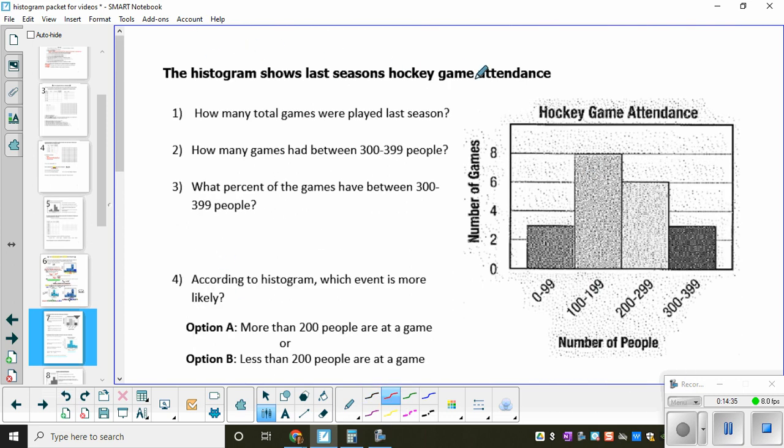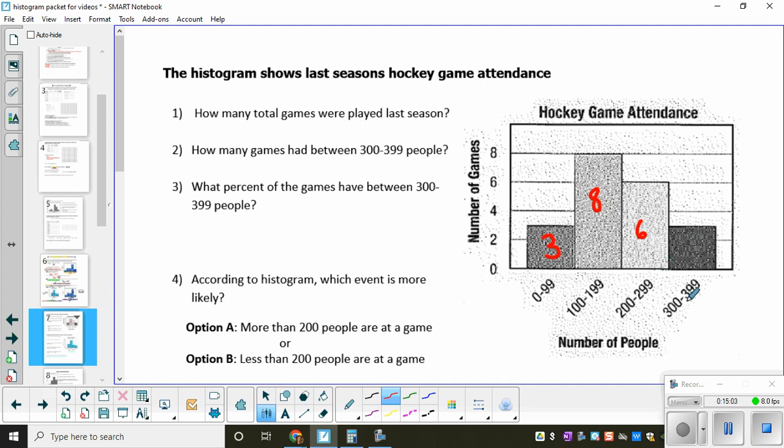It shows the last season's hockey game attendance. So the first question we usually care about is the total. How many total games were played last season? So it looks like right here, we had 3 games that had somewhere between 0 and 99 people, so not many. Now it looks like here, 8 games had between 100 and 199 people who showed up. Here, we have 6 games where 200 to 299 people showed up.